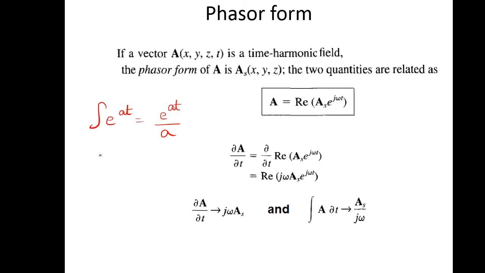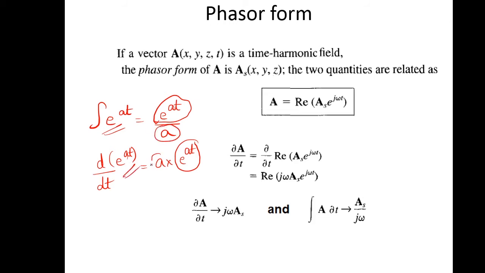Similarly, d by dt of e raised to at will be a into e raised to at. So this is the function itself. So what you should know: integral means dividing by a, and derivative means multiplying by a. That happens here. Here you multiply by j omega, and here you divide by j omega. So you have to learn these two things when you deal with Phasor forms.